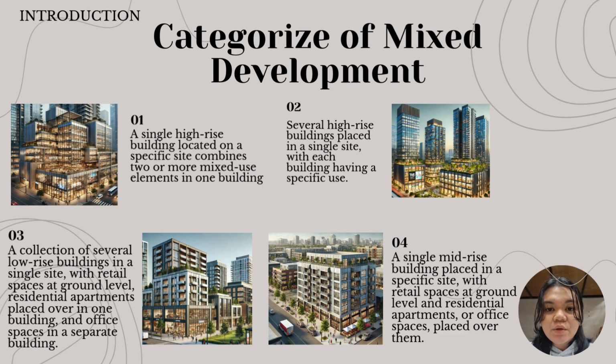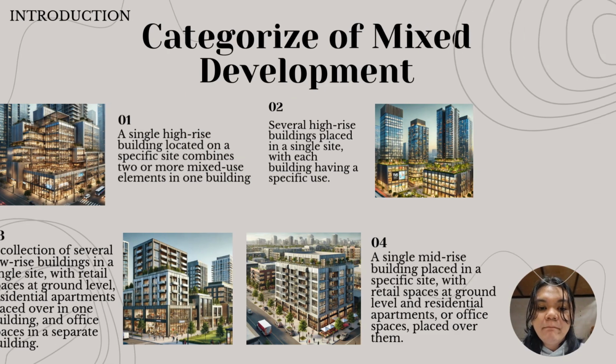The second one can occur through several high-rise buildings placed in a single site, with each building having a specific use. The third one is a collection of several low-rise buildings in a single site with rental spaces at ground level, residential apartments placed over in one building, and office spaces in a separate building. The last one is a single medium-rise building placed in a specific site, in most cases in an urban environment, with rental spaces at ground level, and residential apartments or office spaces placed over them.